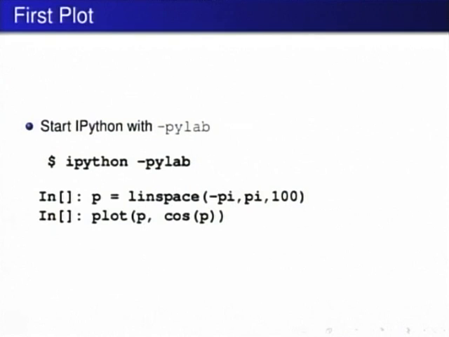Let me repeat, that IN square bracket is a signal that you have to type the command. We are not giving the number within the square bracket, but you will see a number on your screen. So after you type IPython minus pylab, you will see the IPython prompt, which is that IN. So type those two commands which appear there.